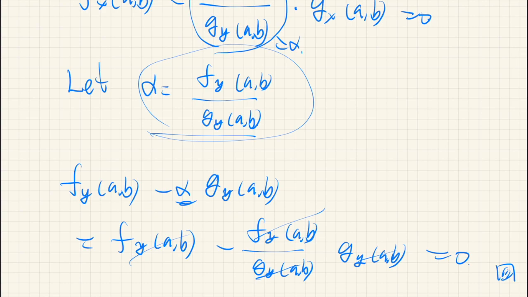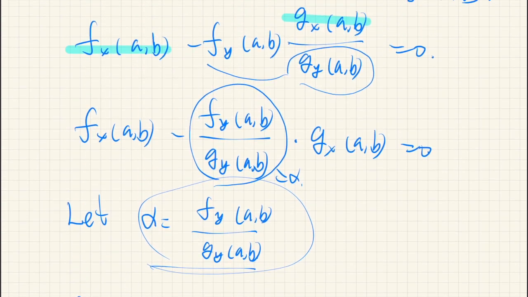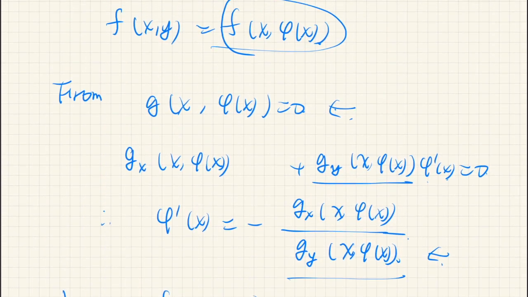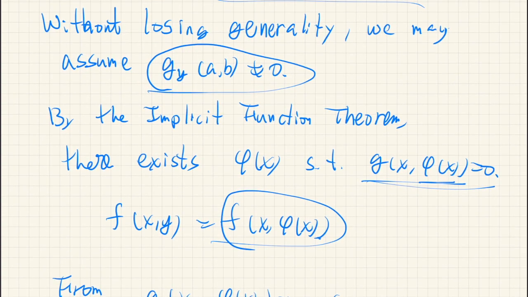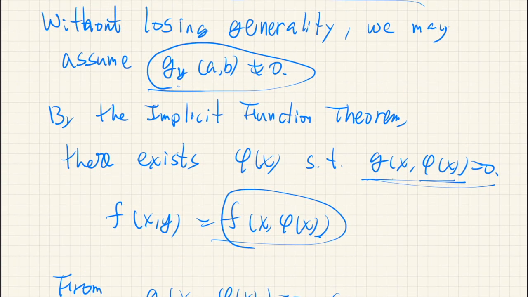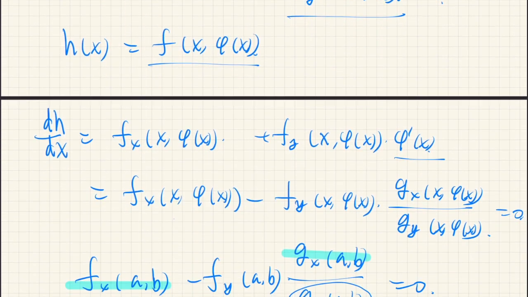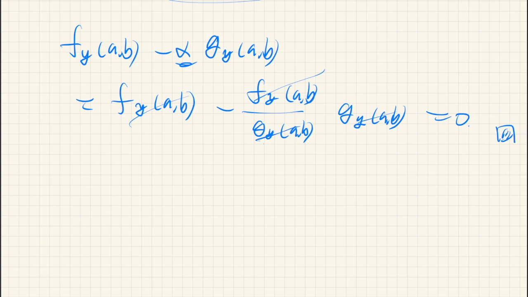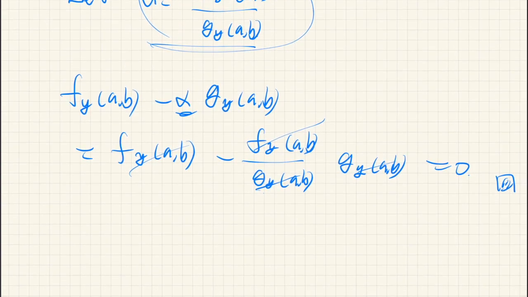By the way, we assumed that g_y is non-zero. But what if it was 0? Then we just do the same thing using g_x. Instead of g_y here, the implicit function will be x equal to some function of y. So it's not a function of x, but a function of y. And we can do the same argument to find a very similar result. And that's it. See you later.